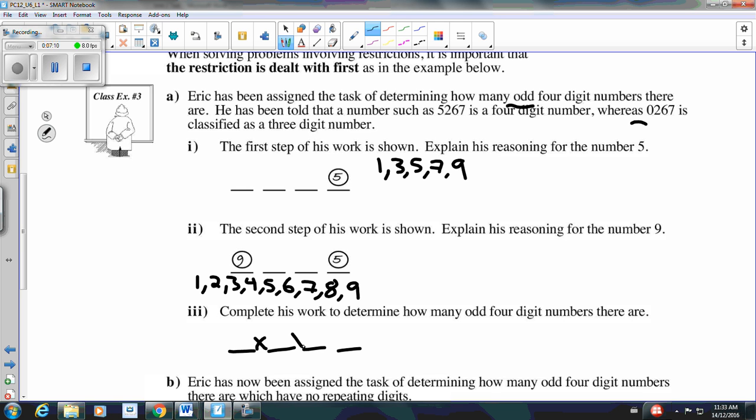So we know that he has a 9 in the first spot, a 5 in the last one. Now I have no more restrictions, so I can put any number between 0 and 9 in these middle 2 spots, which gives me 10 choices. When I multiply this all together, I have 4,500 odd 4-digit numbers.